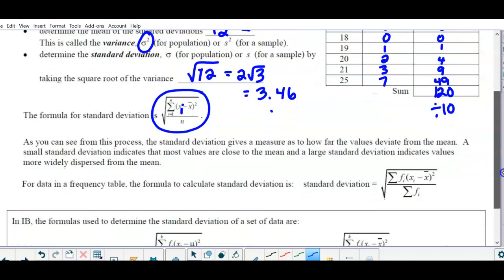as you can see from this process, the standard deviation gives a measure as to how far the values deviate from the mean. A small standard deviation indicates that most values are close to the mean, and a large one indicates that they're widely dispersed. So as I just said, it depends on the data though. You look and compare. So the smaller of the standard deviations of two sets of data means that data is not as spread out. So you use it as a comparative.